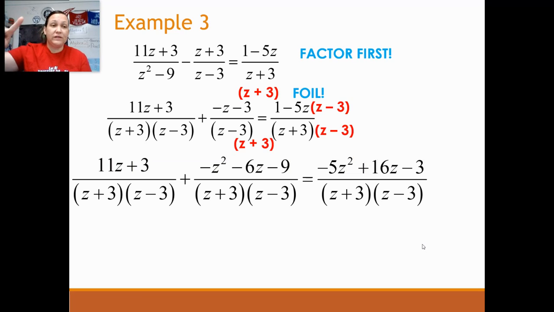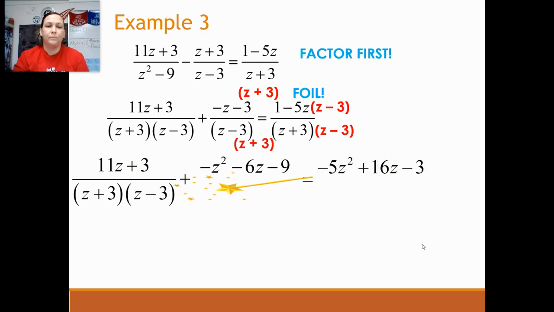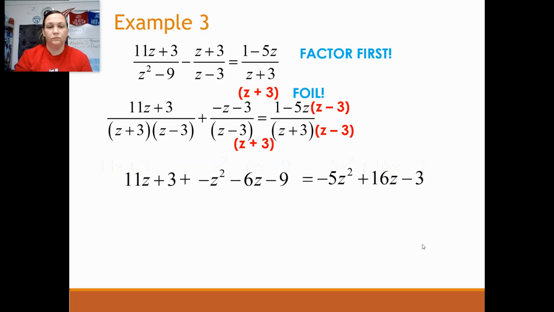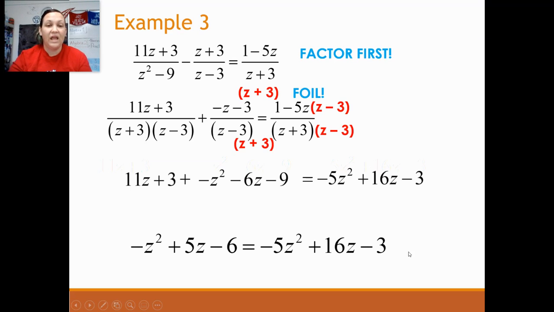Remember, no parentheses in the numerator, yes parentheses in the denominator, and because this has an equal sign, I don't need that denominator anymore, so let's get rid of it. All right, at this point in time, I'm going to combine like terms. And, you know, I don't have the same z squared on both sides.